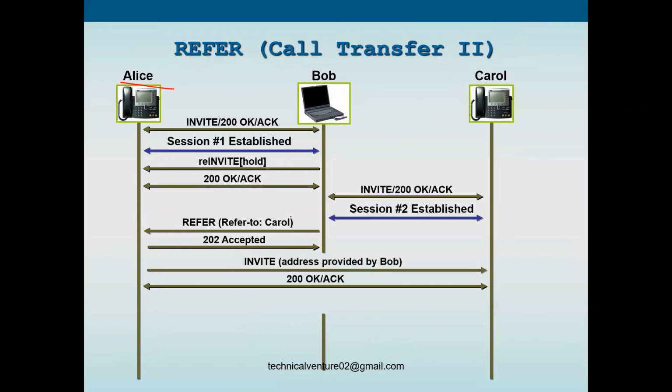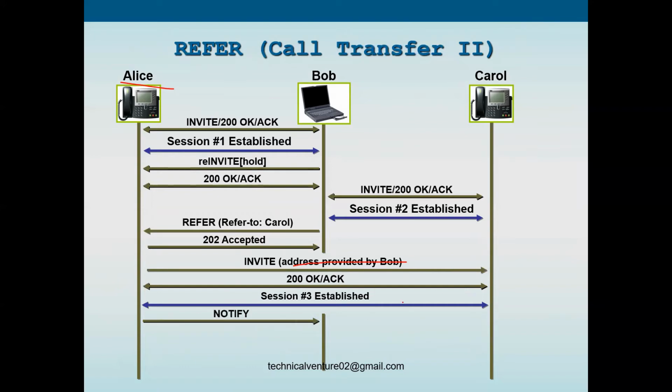After that, it will send all the messages. Then there will be an INVITE to Carol, and the address is provided by Bob. So Bob provides the address of Carol in the REFER message. That's why Alice is sending the INVITE message to Carol. Then there will be 200 OK and acknowledgement between Alice and Carol, and then a session will be established.